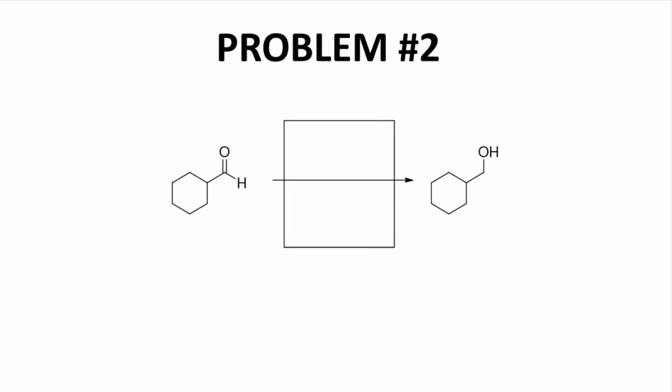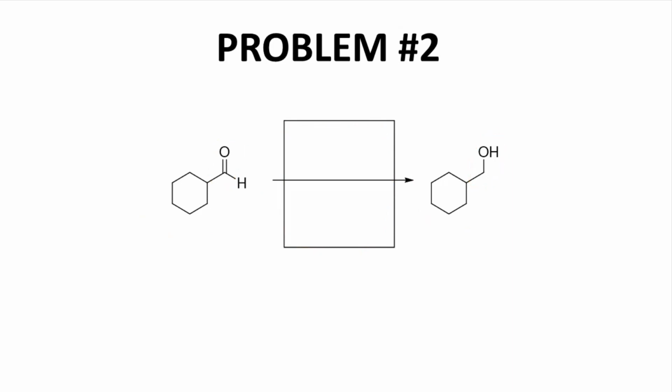All right, here is problem 2. Problem 2 is a little different. Note that we're given our carbonyl starting material and our alcohol product, but we're missing something in the middle. And what's going to be in this box is going to be our nucleophile. So the first step we need to do is think, well, here's our carbonyl, and we added something to our carbonyl. What did we add?